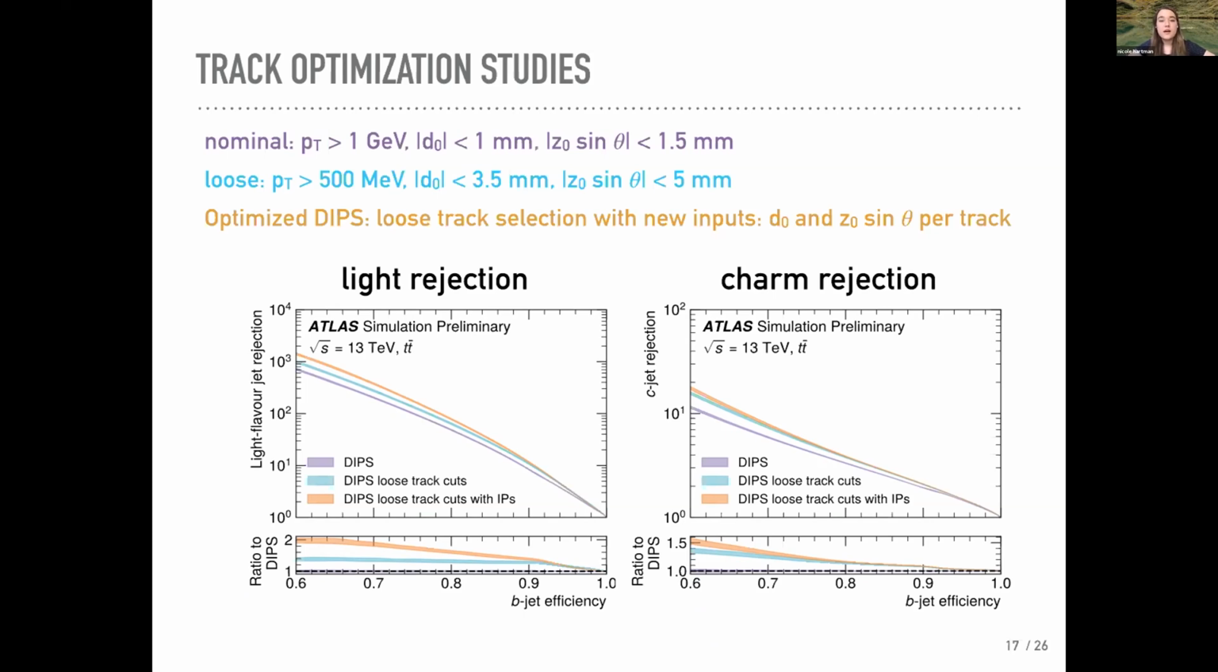And then additionally, the orange line is showing the loose track selection combined with new inputs, namely the impact parameters D0 and Z0 sine beta for each track in the jet. And this is a factor with respect to the nominal DIPS. This is a factor of 2 improvement for light rejection and 50% for C rejection.